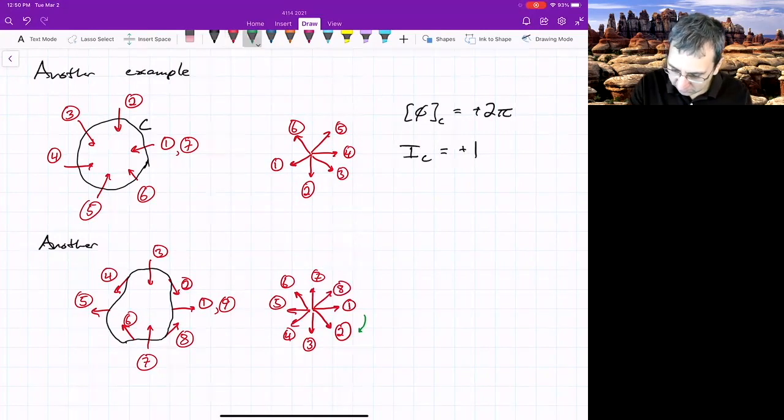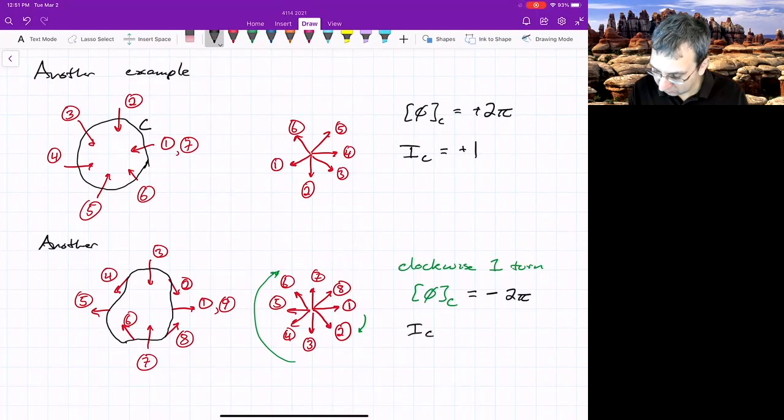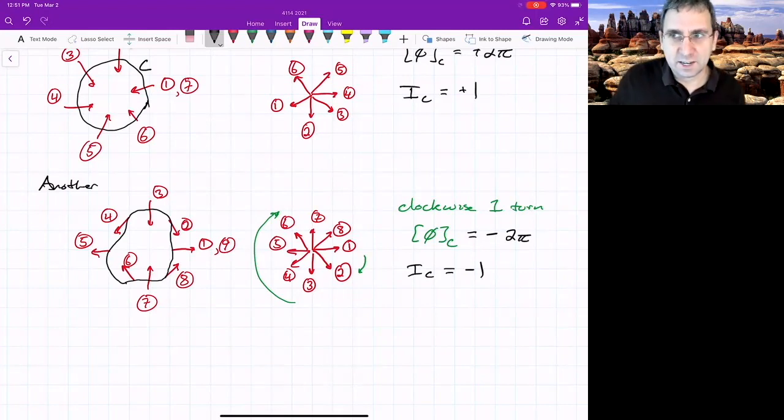So it looks like we did clockwise 1 turn. So that means the net change in the angle as we went around, now there's a negative sign, -2 pi. So the index of this is -1. In fact, you could come up with indices of any integer. You can cook up some set of vectors that you link them all with a closed curve, and you could get +2, -3.